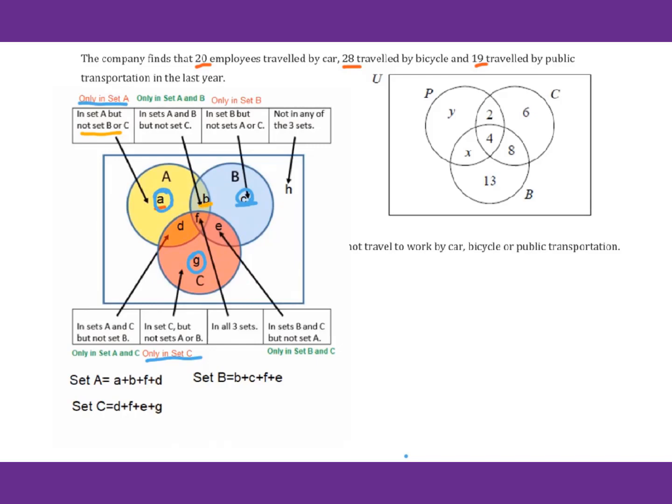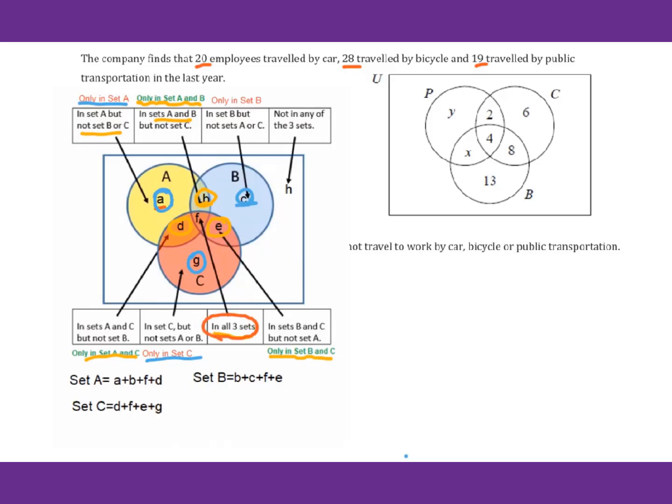Now go to this B. That means in set A and B, but not in set C. Or sometimes people will say only in set A and B. So for this D means only in set A and C. For this, you will see only in set B and C. So for this F means in all three sets.